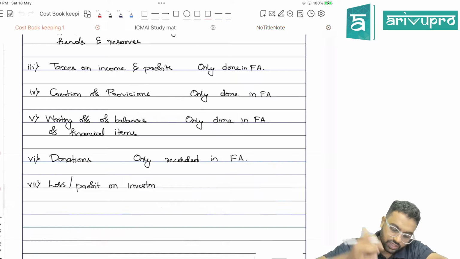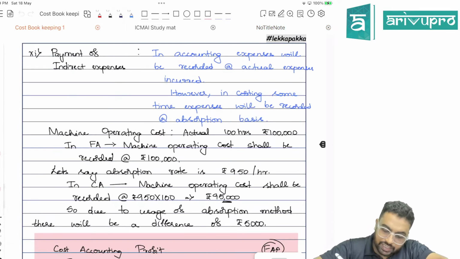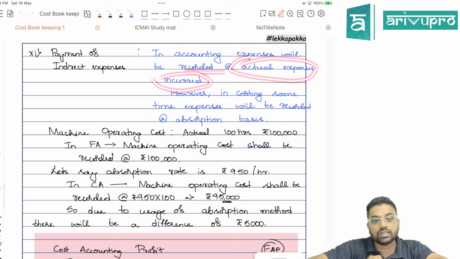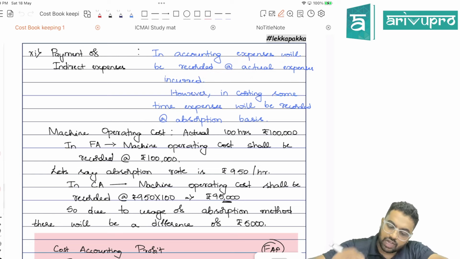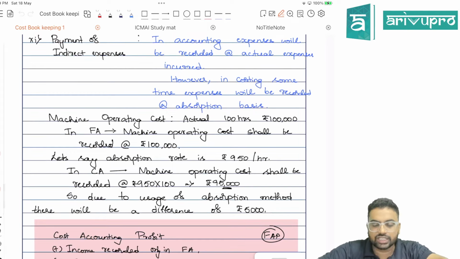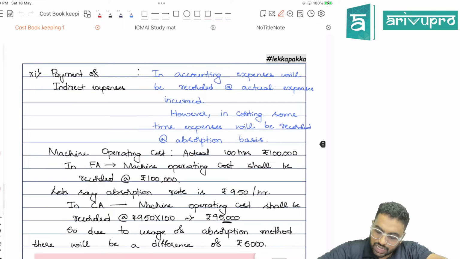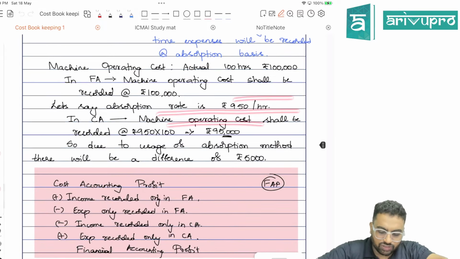See here very carefully, guys. In accounting, expenses are recorded at the actual expenses incurred. However, in costing, sometimes expenses are recorded on an absorption basis, which you have seen in the overheads chapter. So these are certain reasons. I have given one more example.